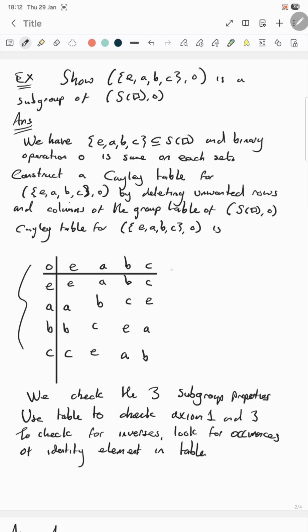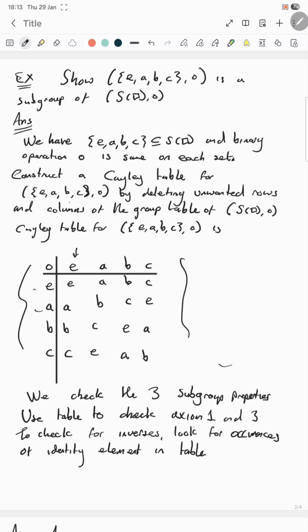This is a Cayley table, by the way, where we're just writing out values. A under the E identity is just A, and so on. E under A, and then all the others. So our Cayley table for {E, A, B, C} under composition, by deleting unwanted rows and columns of the group table of S squared under composition, is given here.